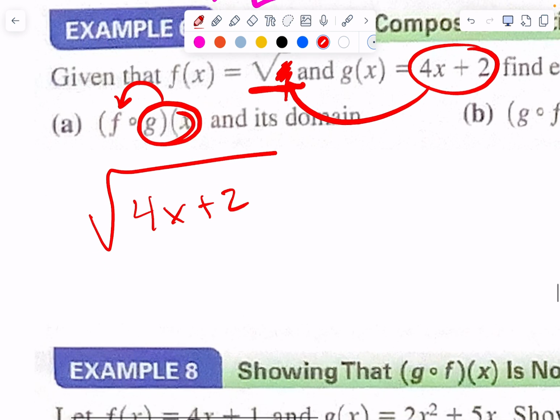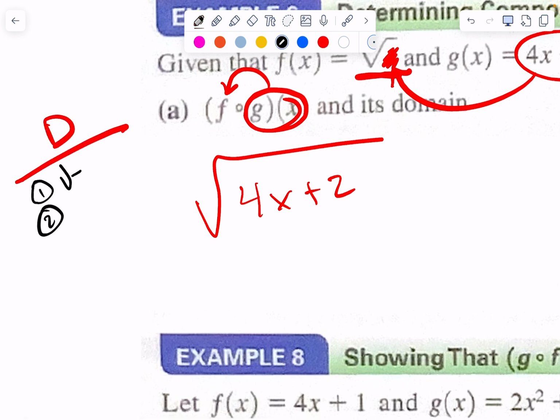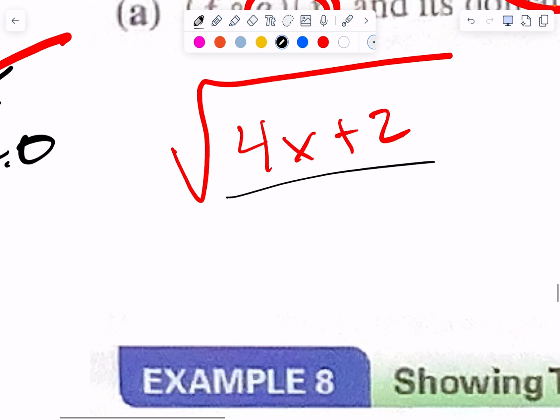Now they want me to determine the domain, right? Okay, we said 2 things screw up domain. They are a negative inside of a square root and dividing by 0. Which one do I have to worry about? Negative inside of a square root, right? Okay, so I have to figure out what will make this negative, right?